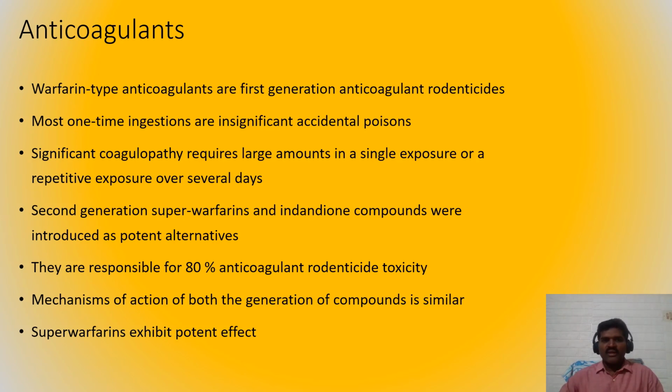Second generation super warfarins came into action once the rats had developed a resistance to warfarins, and indandione compounds were introduced as potent alternatives. They are responsible for 80% of anticoagulant rodenticide toxicity nowadays, especially in the Western countries. But they are quite costly, not usually used in India. The compounds usually used in India include aluminum phosphide and zinc phosphide. The mechanism of action of both generation compounds is similar. Super warfarins exhibit the more potent effect.